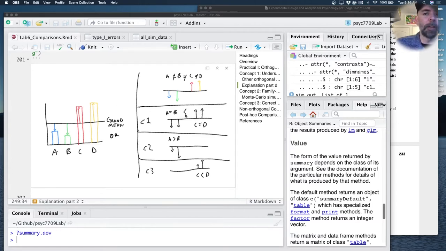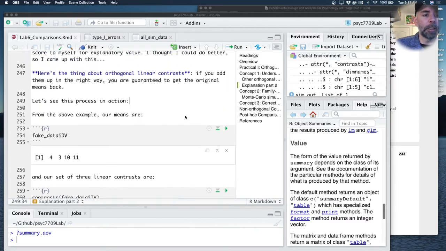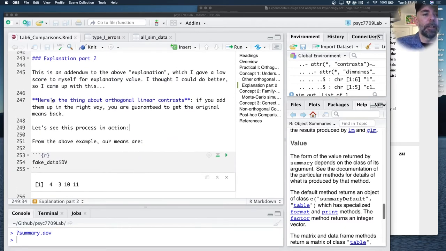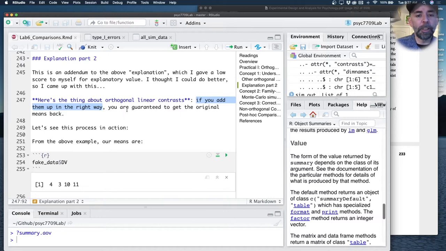But let's step into the math one more time, and what I want to show you now is the idea that for orthogonal linear contrasts, this will be true of any set of orthogonal linear contrasts. If you add them up in the right way, you're guaranteed to get the pattern of original means back. So let's take a look at that.